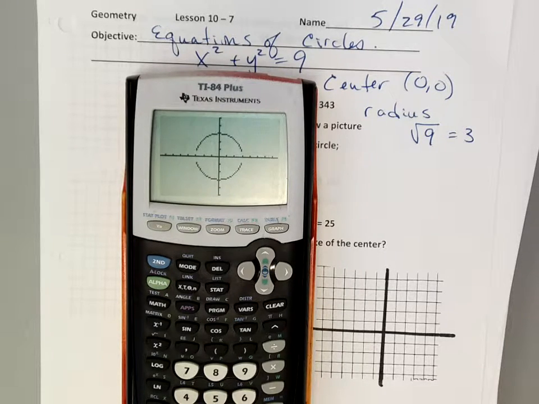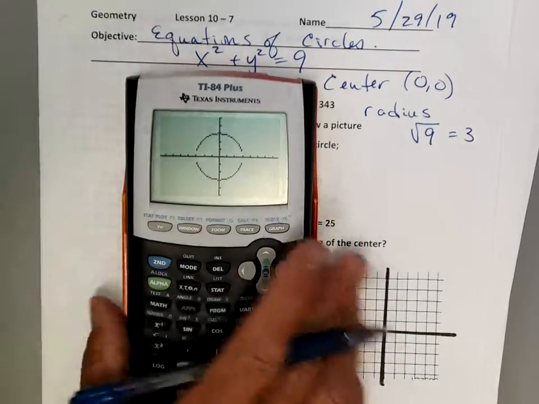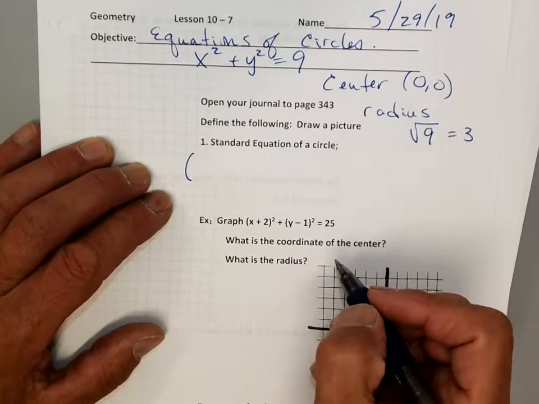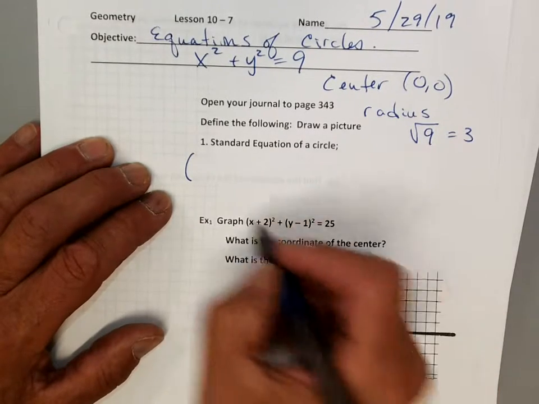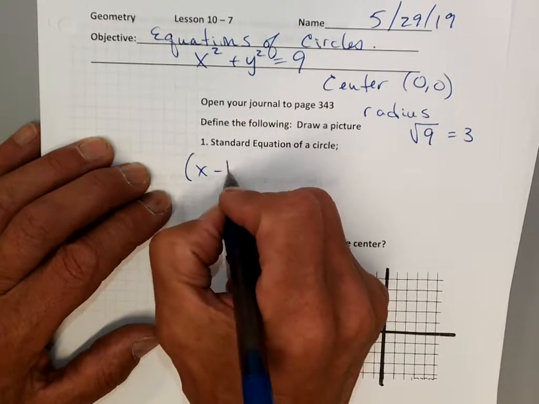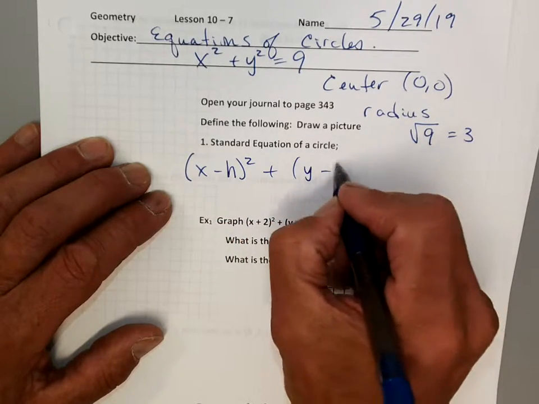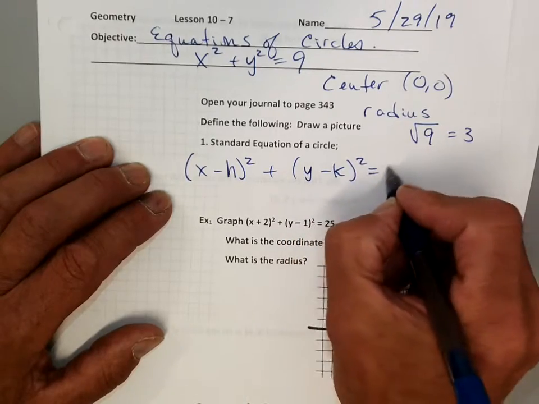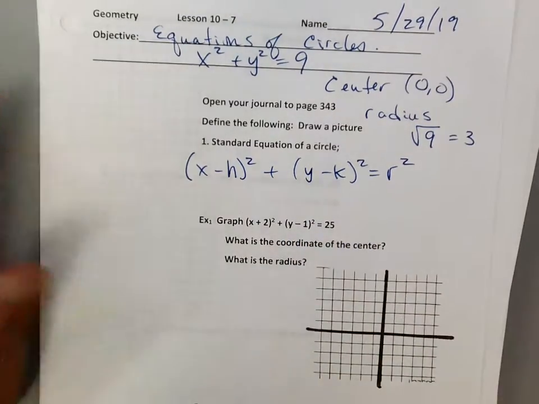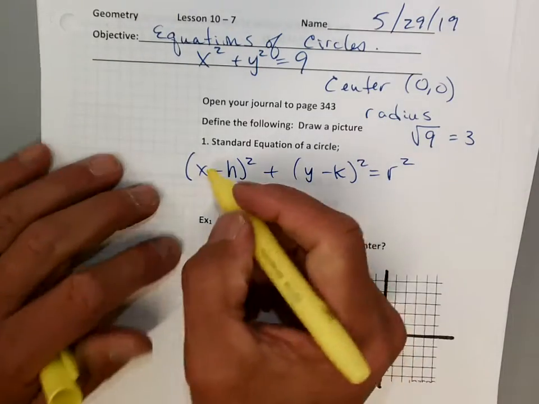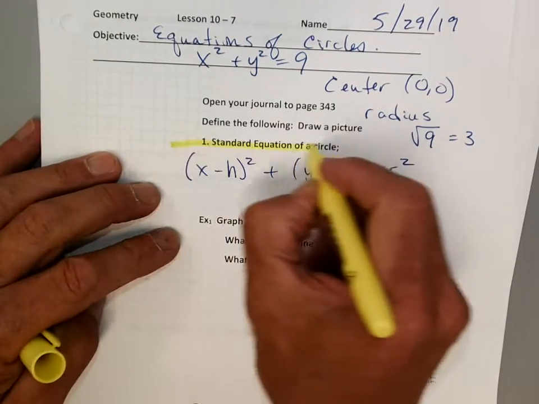So let's go ahead and take a look at the standard form, okay? The standard form of a circle is this. Please write this down. (x minus h) squared plus (y minus k) squared equals r squared. Now what does that mean? h, k, r? What are you talking about? This is the standard equation of a circle.